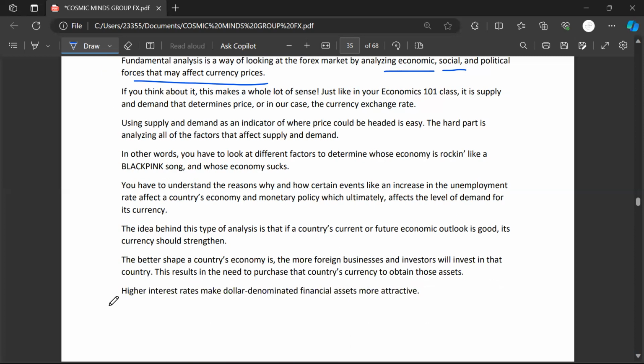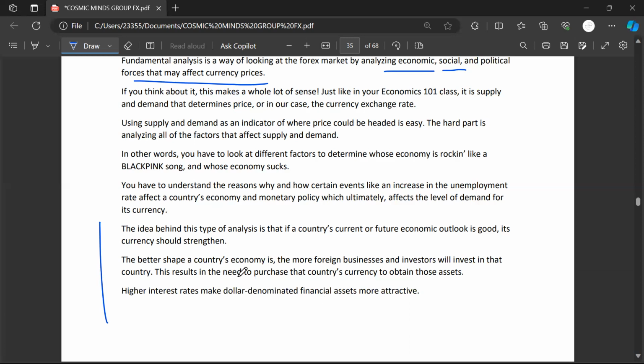Take note. Now, the idea behind this type of analysis is that if a country's current or future economic outlook is good, its currency should strengthen, right? The better shape a country's economy is, the more foreign businesses and investors will invest in that country, right? So when the economy is in good shape, investors will troop in, do investments in that country, and there will be more economic activities and more economic growth. It's as simple as that, very logical.